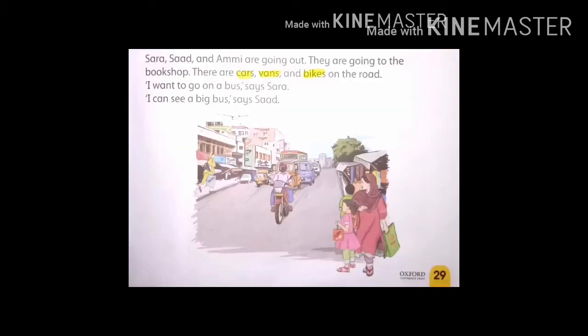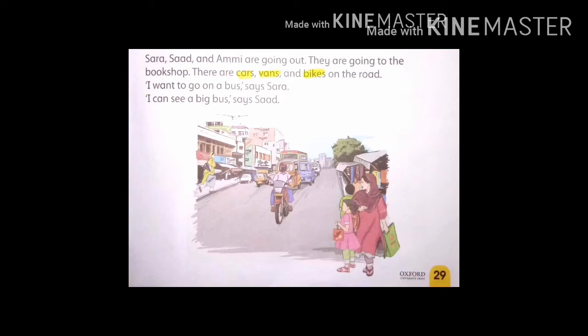Next, Sarah, Saad and Ammi are going out. They are going to the bookshop. There are cars, vans and bikes on the road. I want to go on a bus, says Sarah. I can see a big bus, says Saad. Cars, vans and bikes are modern means of transport.